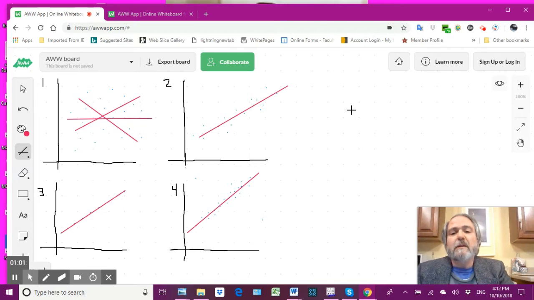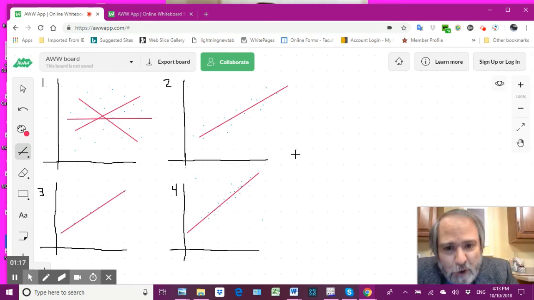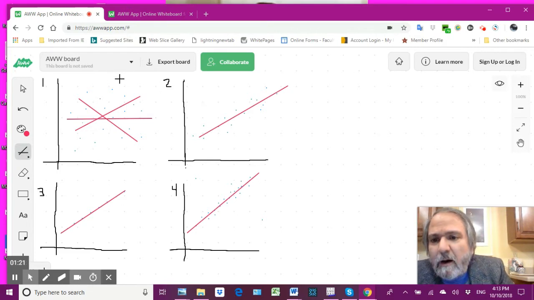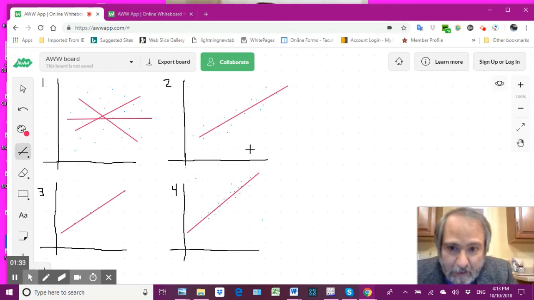I pre-drew these in the interest of time, because I'm not very adept at using this, and as you can see, it's a little difficult to draw curved things here. Anyway, I don't know if it's visible. You might want to zoom in on the screen here, but I have a bunch of blue dots on each of these little graphs, and I have a second prepared screen. The blue dots are supposed to represent data points.